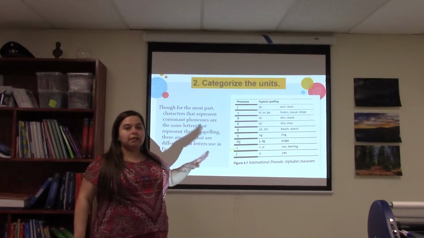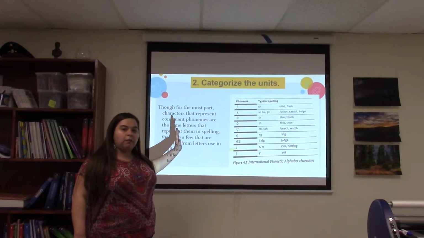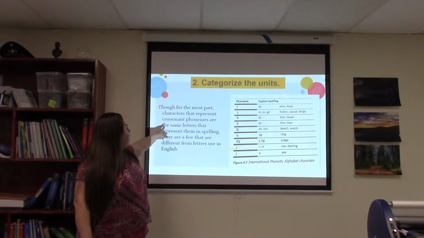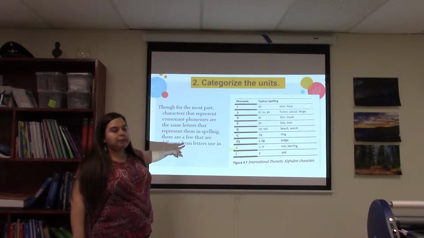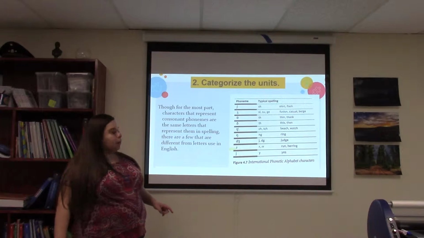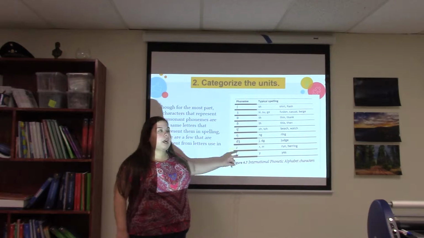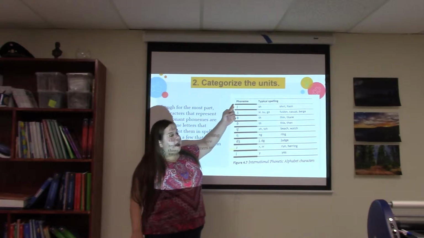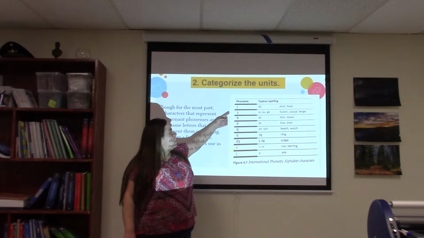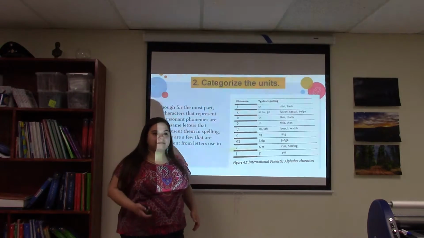We had just reviewed the consonants, and for the most part, the characters that represent those sounds are going to be the letters that we use to represent them in spelling too. However, there are a few that are different from the letters that we use in English, which there is going to be a figure for in the book. I've already explained them, but just so that we have them for reference, we have the exact same symbols in the chart.